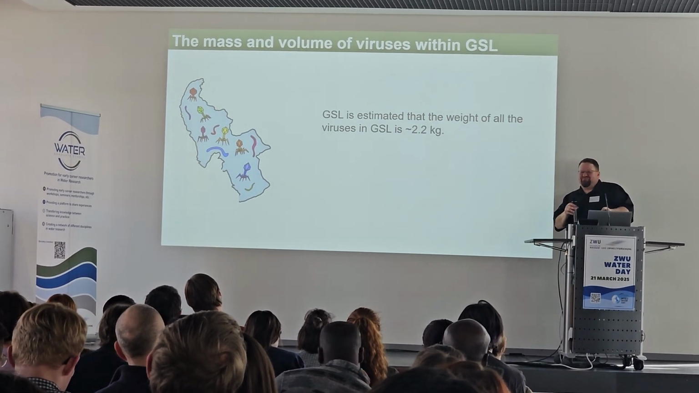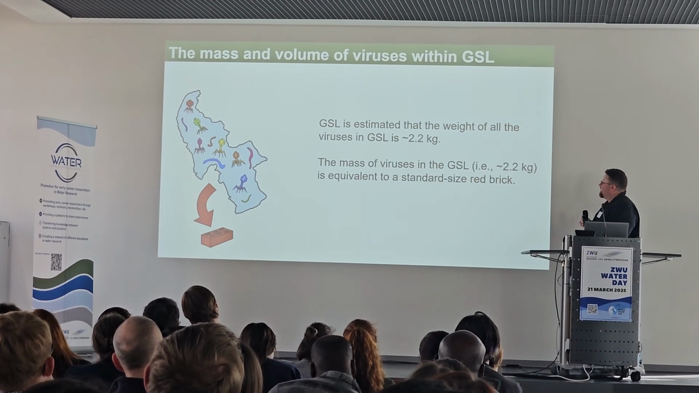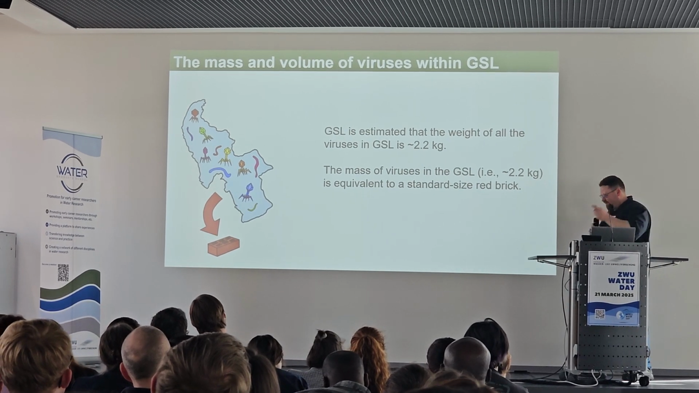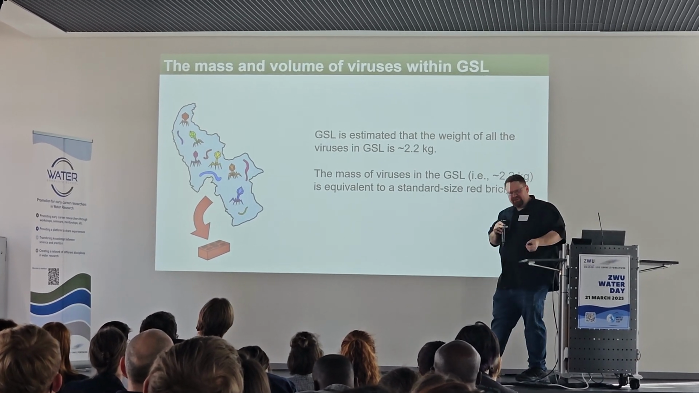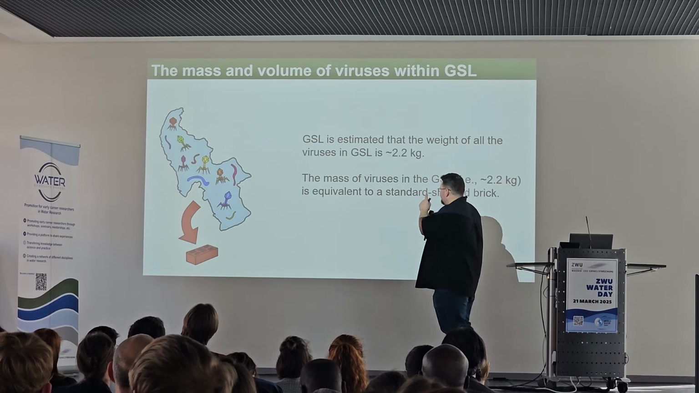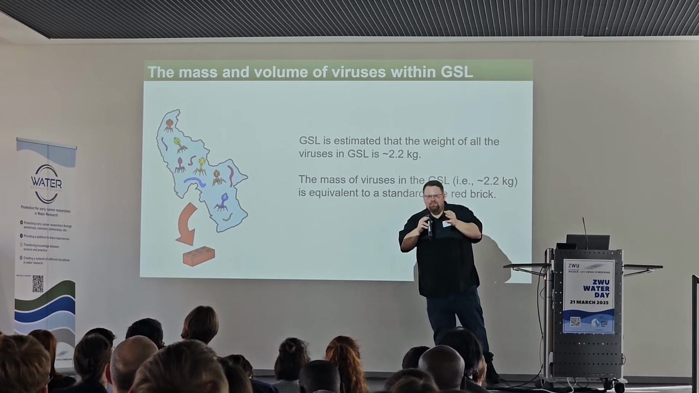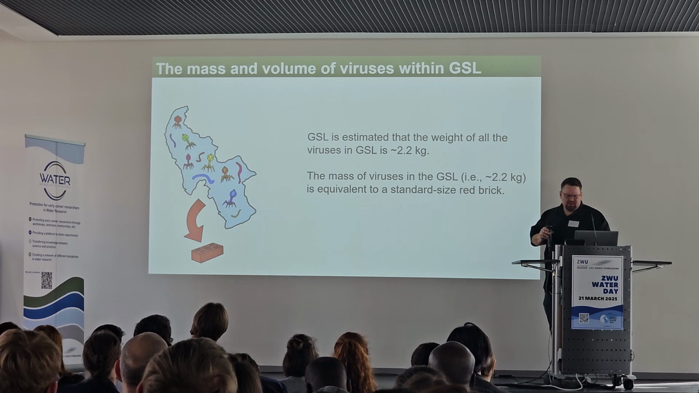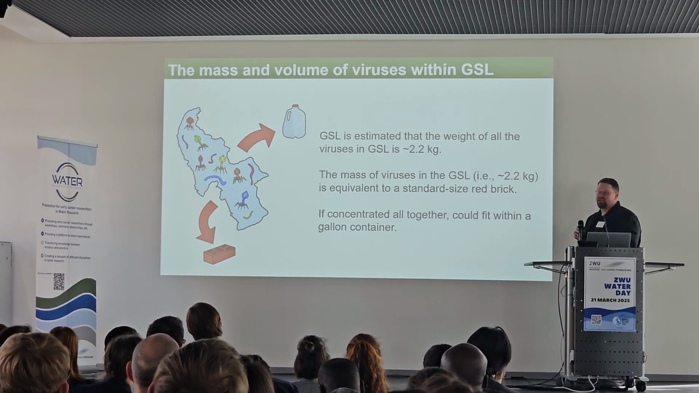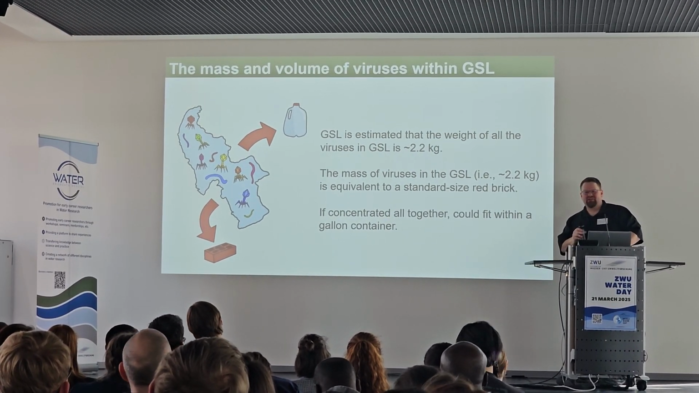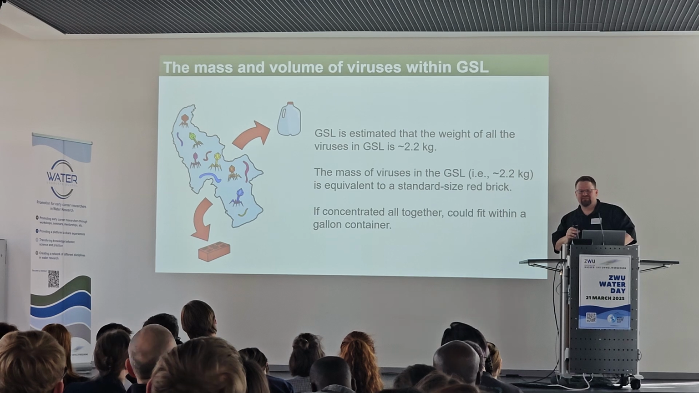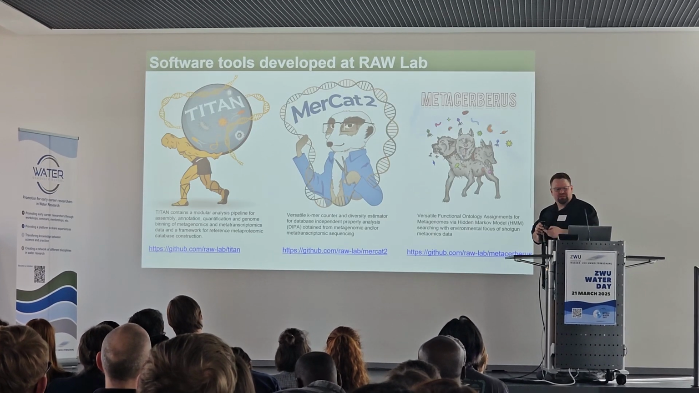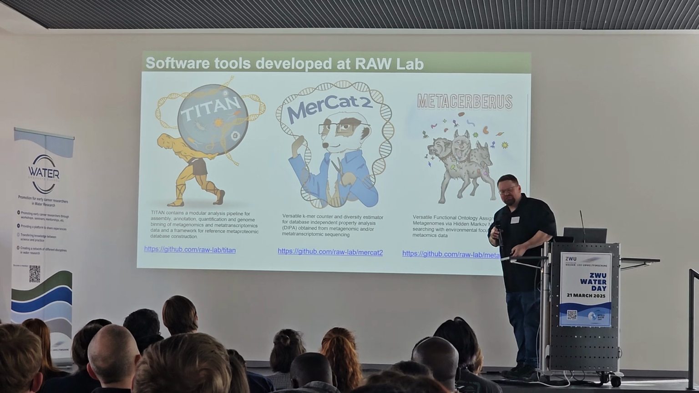And you're like, well, what does that mean, Rick? Well, that's the mass of a red brick. A standard red brick. So I took all the viruses, and I measured them, and I squished them together. They weighed 2.2 kilograms, and they'd be roughly the size of a red brick. They would fit in a gallon container. Standard gallon container, all the viruses in Great Salt Lake would fit in a gallon container. Very cool.